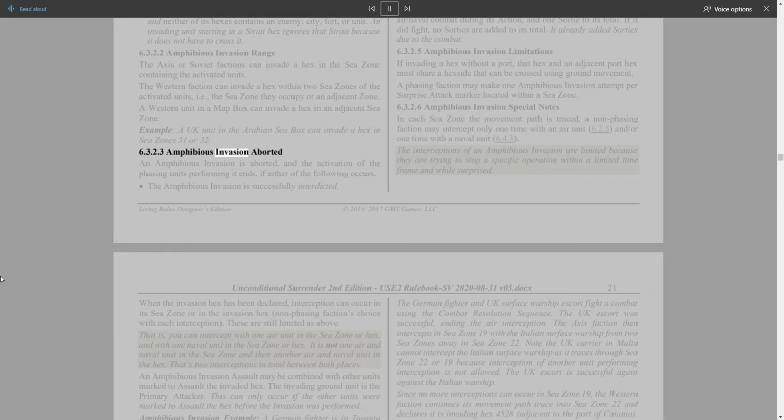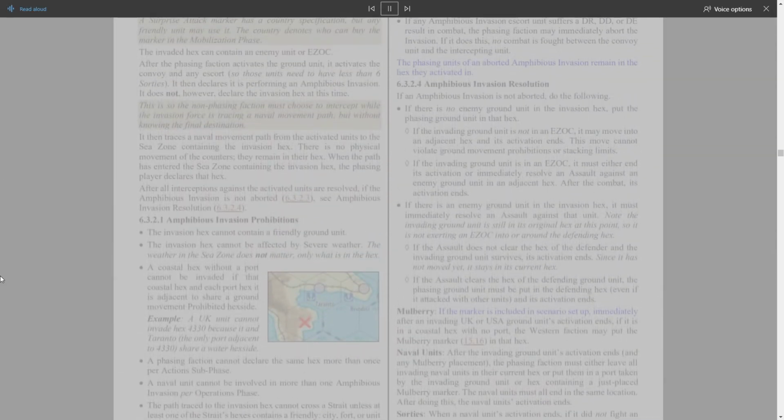6.3.2.3 Amphibious Invasion Aborted. An amphibious invasion is aborted, and the activation of the phasing units performing it ends, if either of the following occurs. The amphibious invasion is successfully interdicted. If any amphibious invasion escort unit suffers a DR, DD, or D result in combat, the phasing faction may immediately abort the invasion. If it does this, no combat is fought between the convoy unit and the intercepting unit. The phasing units of an aborted amphibious invasion remain in the hex they activated in.